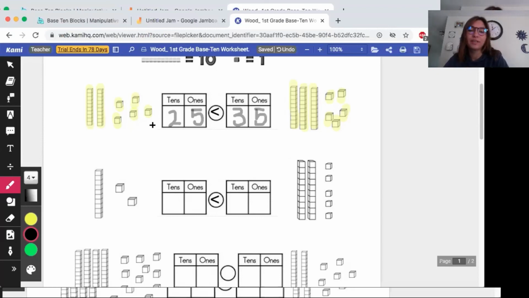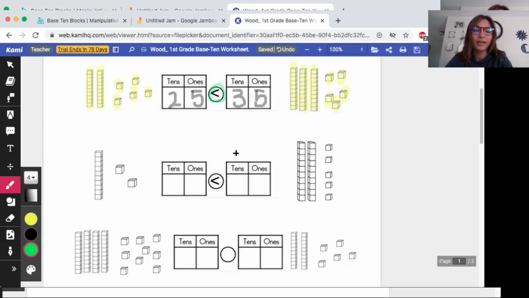Which number do you think is higher? Is 35 greater than 25? Yeah. So let's check our symbol, which is found in the middle. Is this correct? Is the symbol eating the bigger number? It is. That is correct. Okay, so let's break up into groups and complete the worksheet.